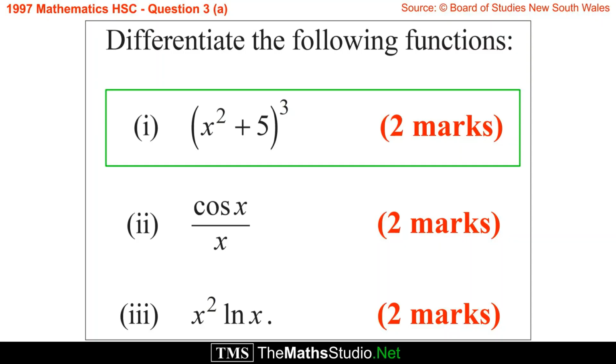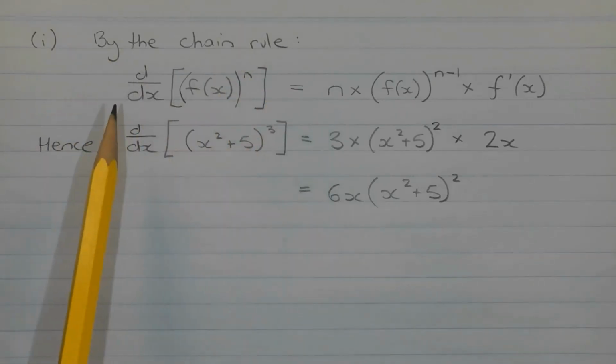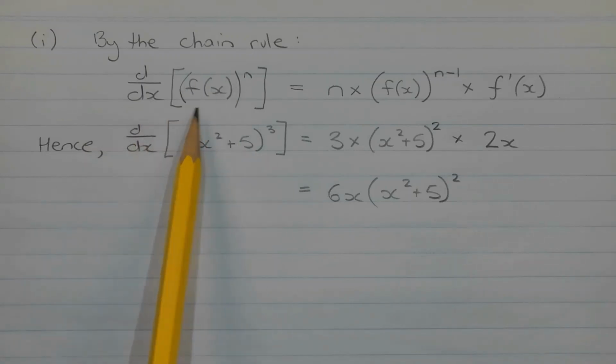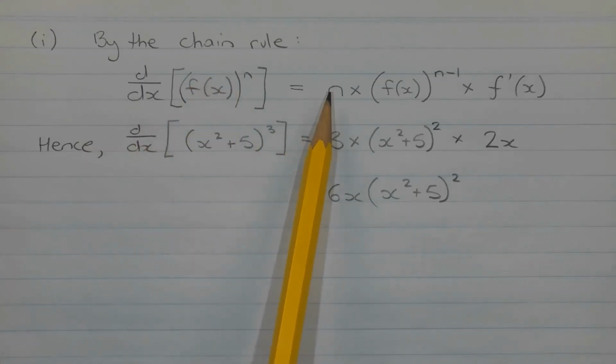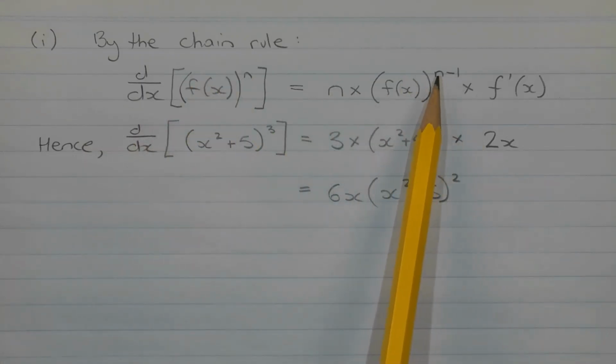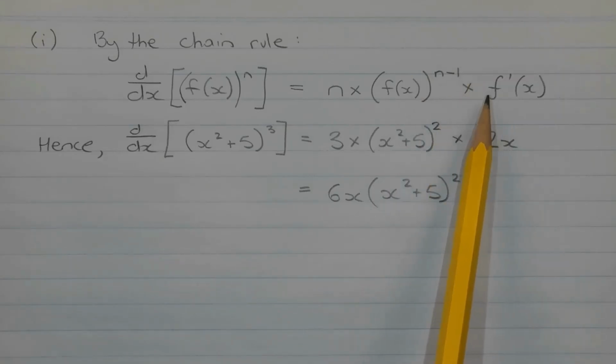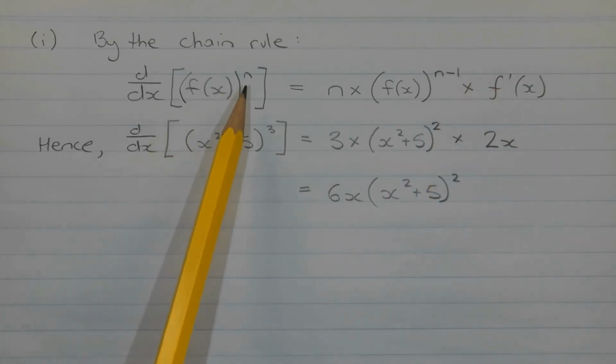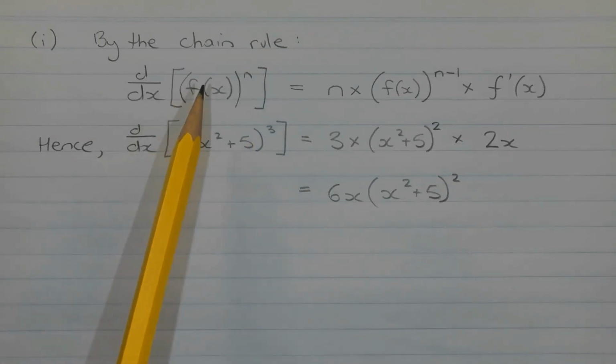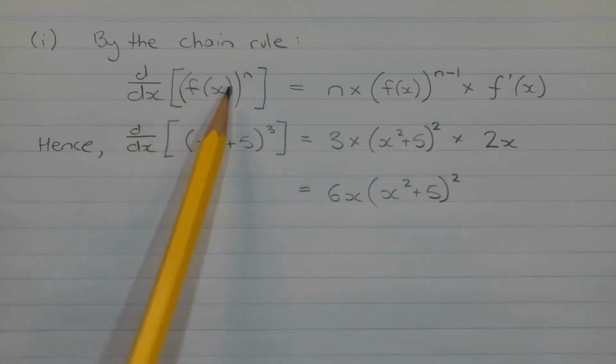Question 3, Part A. Differentiate the following functions. Part 1. (x squared plus 5) to the power of 3. By the chain rule, the derivative with respect to x of f of x to the power of n is equal to n times f of x to the power of n minus 1 multiplied by f dash of x. In other words, the derivative of the outer function, which is the power function, multiplied by the derivative of the inner function, which is f of x.